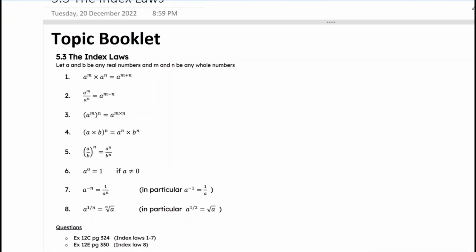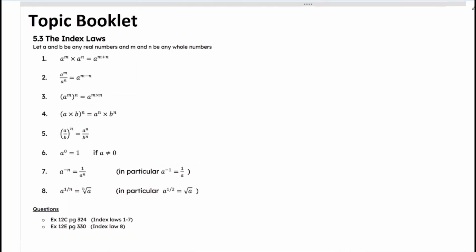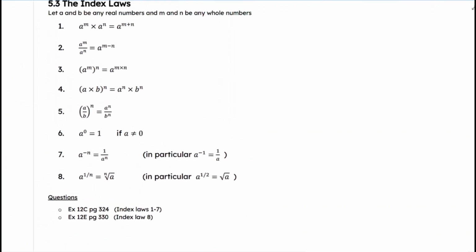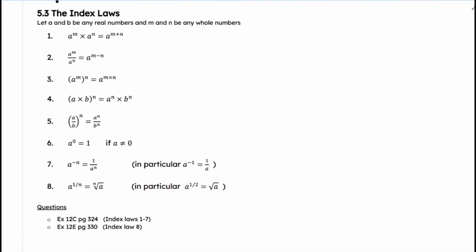Okay, in this video we're learning about the index laws. Now there's a whole bunch of index laws here, and some of them may look familiar, some of them may not. I know that occasionally this is covered in the Year 9 curriculum, although I'm sure it wasn't our favourite topic back then. So we're going to review these right from the start, and hopefully they'll make a lot of sense this time around.